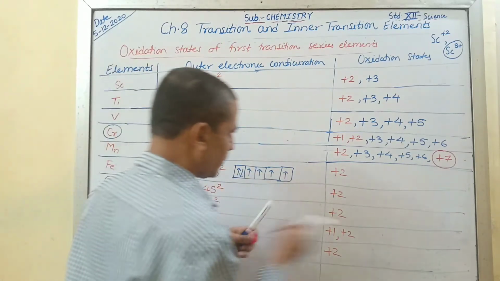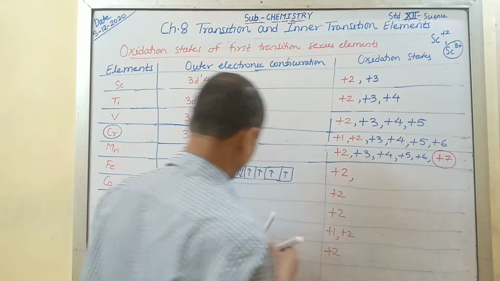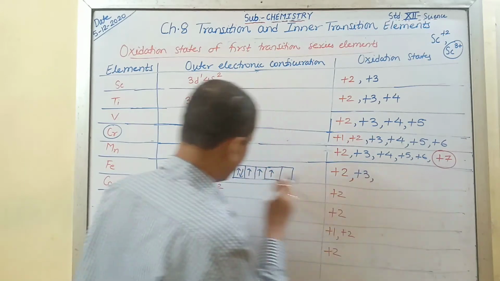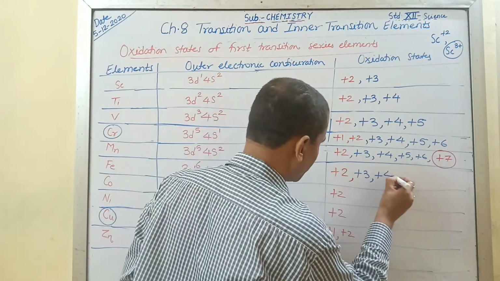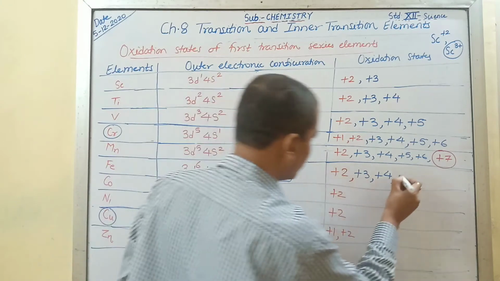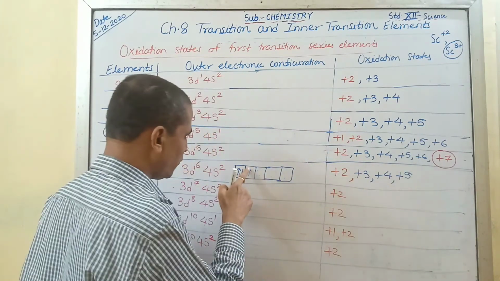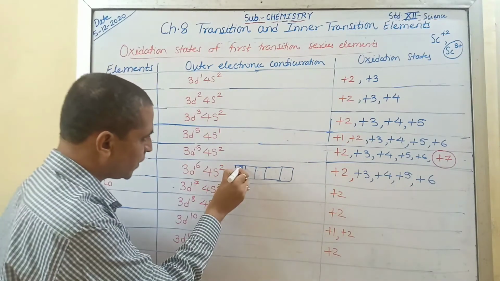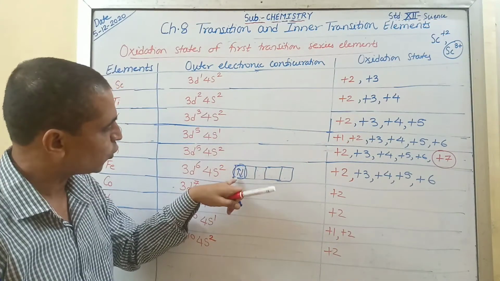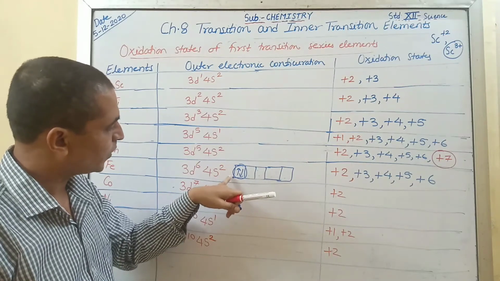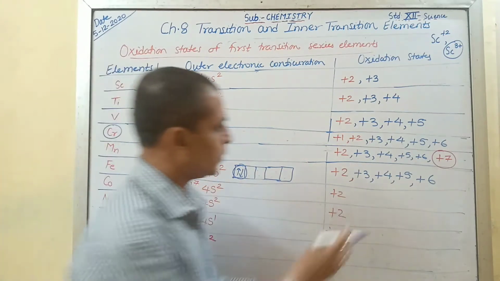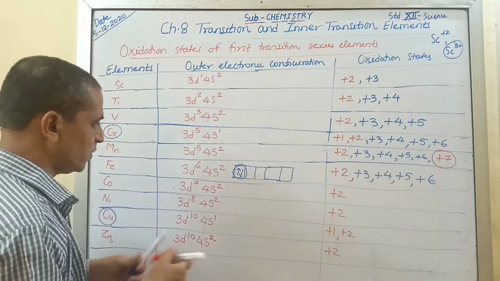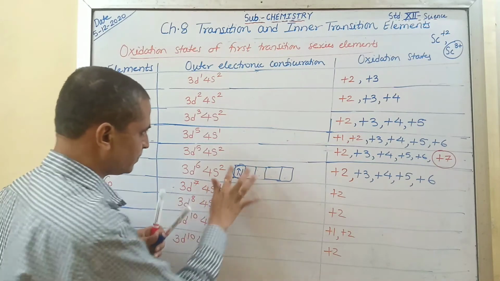Now here what happens? We have +2. Remove one electron, so it becomes +3. Remove one more electron, it becomes +4, then +5, and then +6. Now these electrons are paired, so they cannot be removed from the atom. So here you get only up to +6 oxidation state. Similarly for the next element.